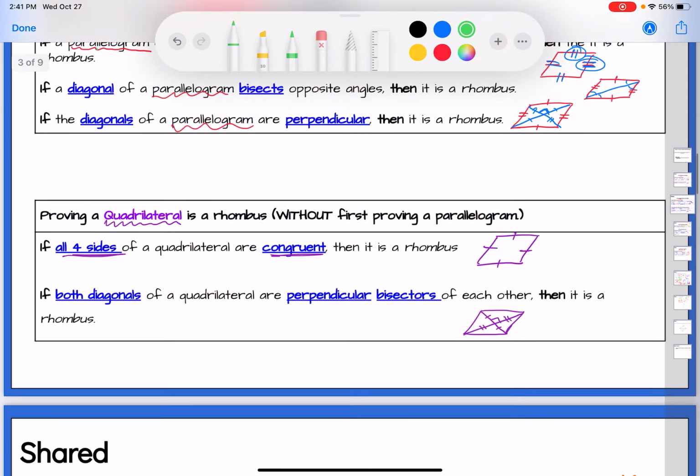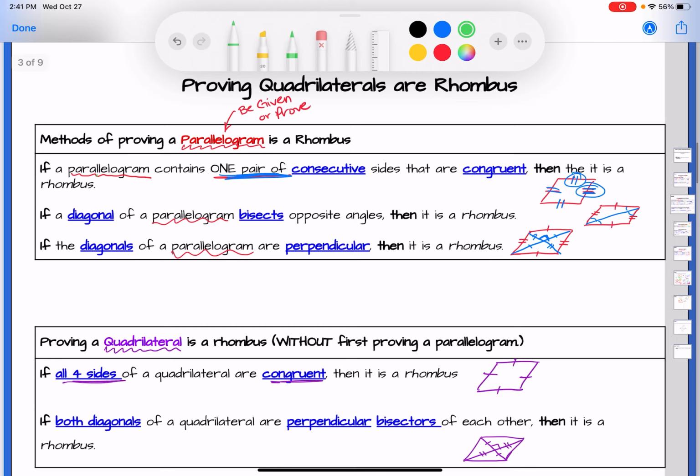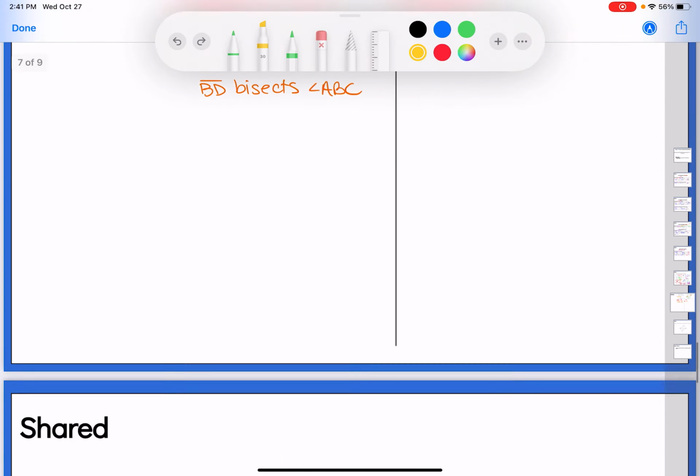All right, let me look at my list. Here's my rhombus list. I'm looking at the top section here, right? Because I already know it's a parallelogram. Consecutive sides congruent. Okay, don't know anything about the sides yet. If one of the diagonals of a parallelogram bisects the opposite angles, there it is, straight up, right? I have a diagonal and it's bisecting the opposite angles. This has to be a rhombus. Boom, I'm done. 3-step proof.